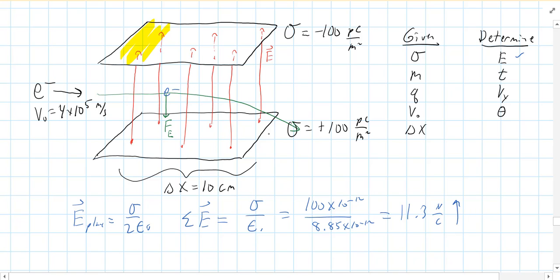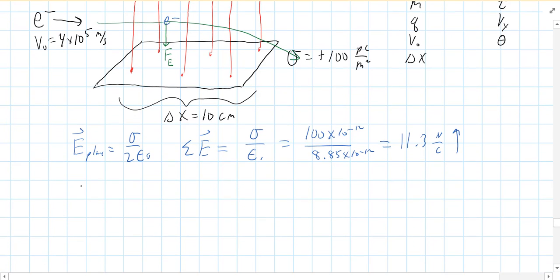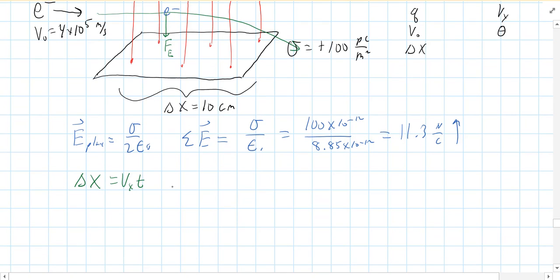Now, as far as finding the time between the plates, I'm just going to use delta x equals Vx times t, or t equals delta x over Vx. If I asked you just to stop there and find time in terms of the givens, you're done. Now here we can plug numbers in. Delta x is 10 centimeters, which is 0.10 meters, and Vx is 4 times 10 to the fifth. If you divide those out, I get 2.5 times 10 to the negative seventh seconds.